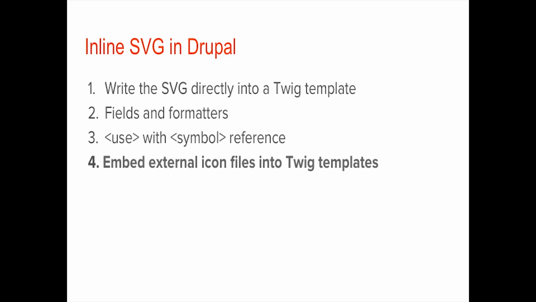So in conclusion, these are the 4 methods that I've gone over. They each have their own advantages for embedding inline SVG into Drupal. But I just want to reiterate that 4th method, embedding external icons into Twig templates, is going to maximize your creative freedom in styling those SVGs with CSS. And it also allows content authors to select from a list of icons.